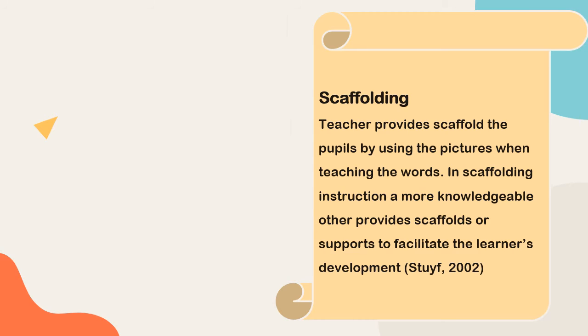So in this research, the teacher will scaffold the students by using a picture when the teacher wants to teach about a vocabulary. For example, when the teacher wants to teach a word like car, the teacher will show a picture of a car, and it will help pupils relate the word car with the picture of a car. So it's actually how the teacher scaffolds a student in learning the word.